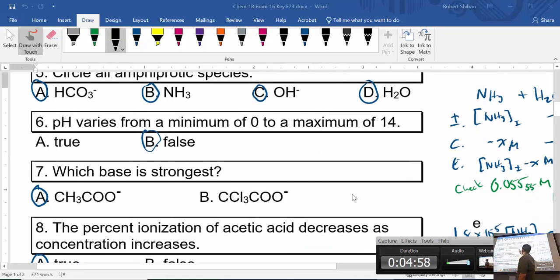pH varies from minimum of 0 to maximum of 14. No, that's false. We can go below 0. We can have negative pHs, and we can have pHs greater than 14. It's just when we go outside that range, what do we have to worry about? If we're outside the range from 0 to 14, we should start to worry about what? Yeah, good. We have to worry that they aren't going to behave ideally.